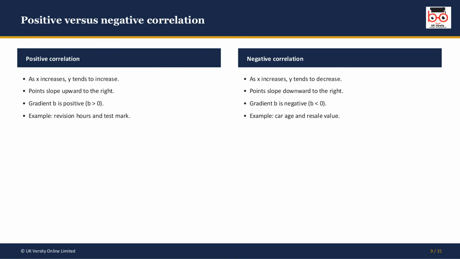Let's contrast the two directions. With positive correlation, as x increases, y tends to increase too, the points slope upward to the right, and the gradient b comes out positive. Revision hours against test marks is a good example. Negative correlation is the reverse. As x increases, y tends to fall, the points slope downward, and b is negative. Think of a car's age against its resale value. The older it gets, the less it's worth.